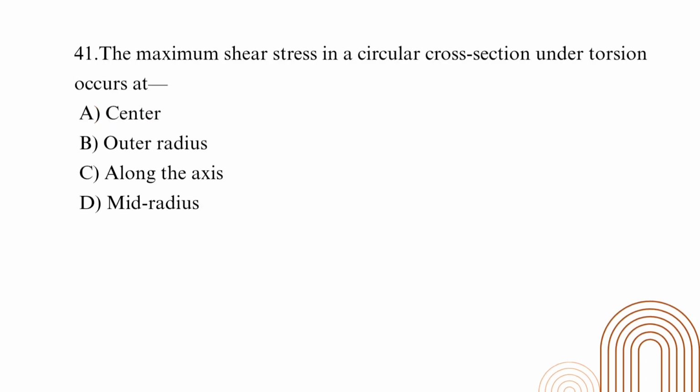Now the next is question number 41. The maximum shear stress in a circular cross section under torsion occurs at, and options are A, center, option B, outer radius, option C, along the axis, and option D, mid radius. And the correct answer is option B, that is outer radius. The maximum shear stress in a circular cross section under torsion occurs at the outer radius.